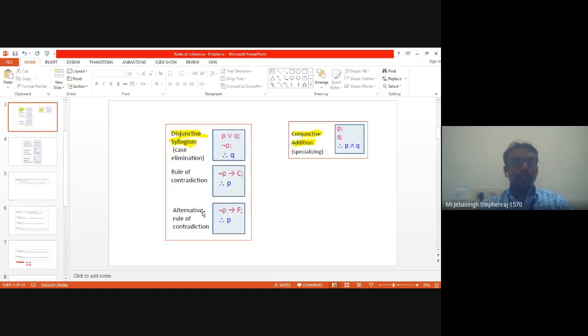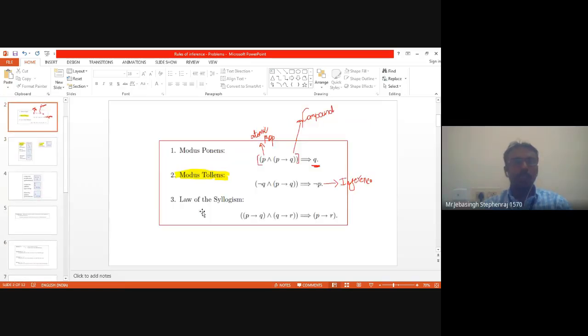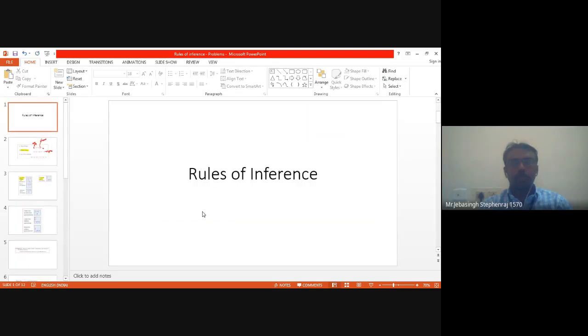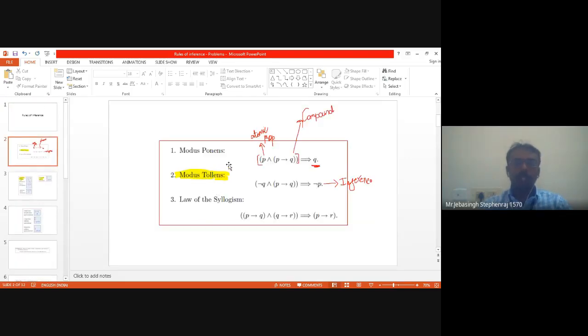Before doing the problem, let me recollect the rules of inference formulas. Already I have given these rules of inference. Modus ponens: P and if P then Q, then what we infer is Q. Next, modus tollens: negation Q and if P then Q, so what we infer from these two statements is negation P. You have to remember these formulas and apply them in our problem.